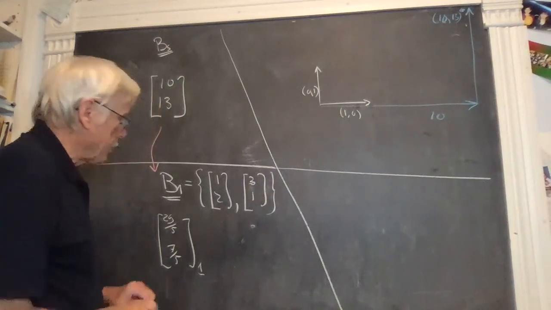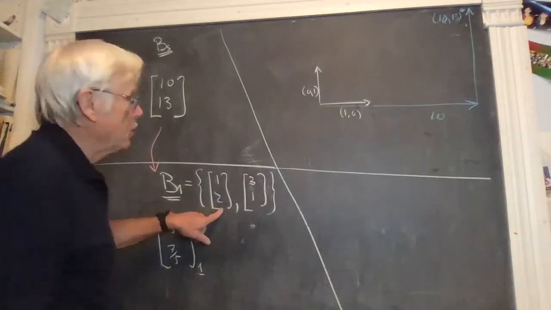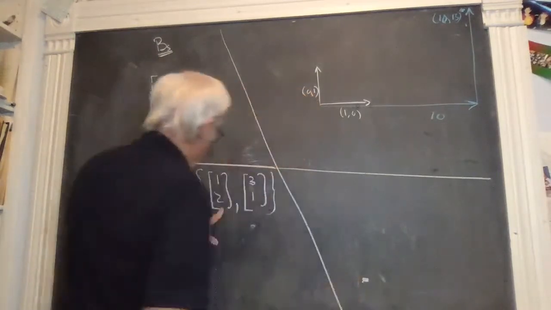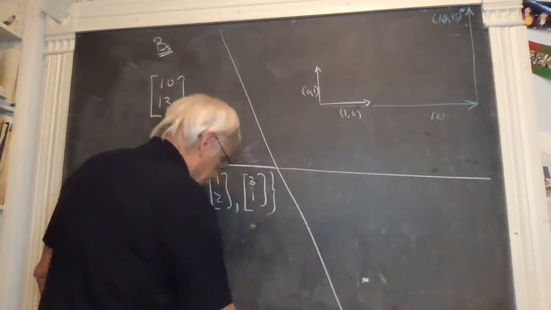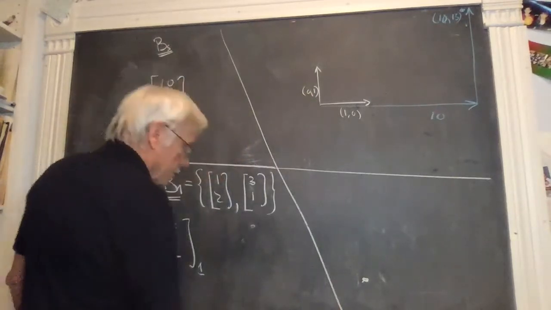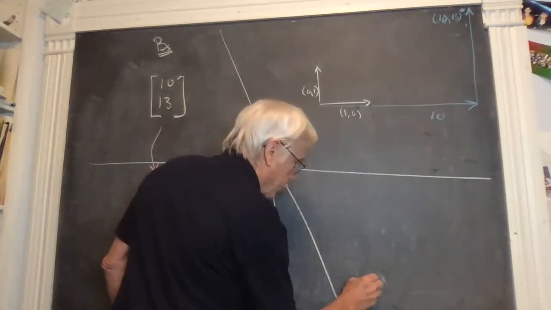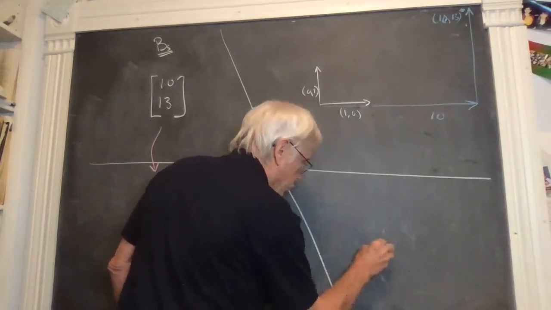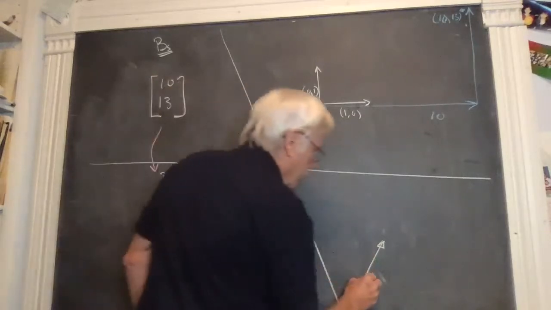Down here, the directions are different. The origin is the same, but the first vector is (1, 2). So their first vector is one this direction, two this direction. So there is their first direction. And their second direction is (3, 1).